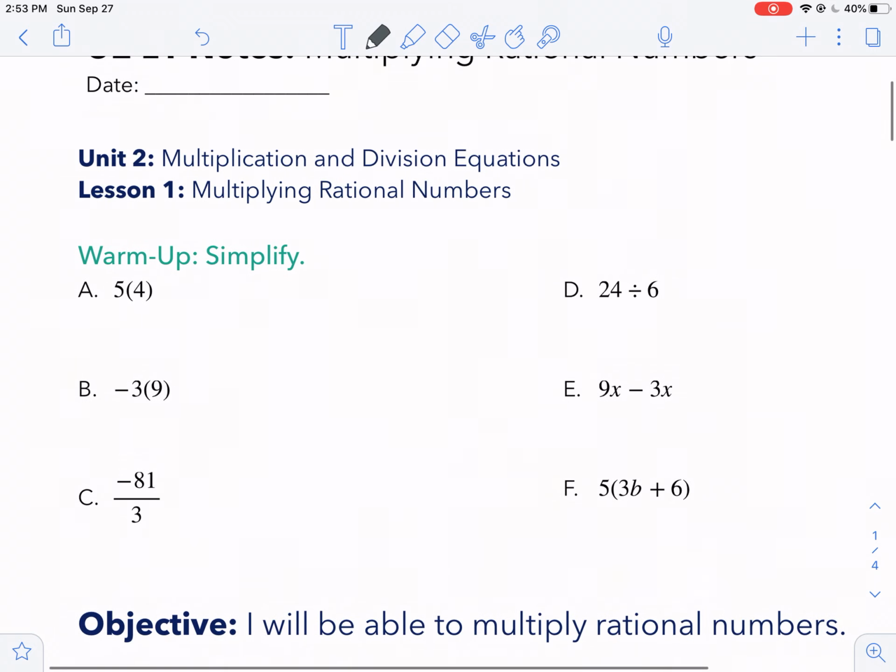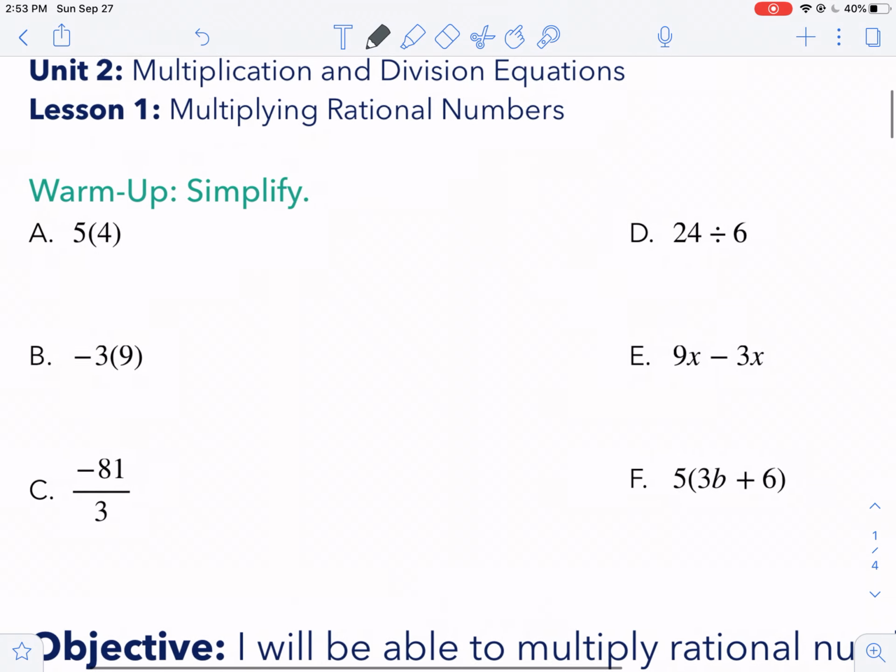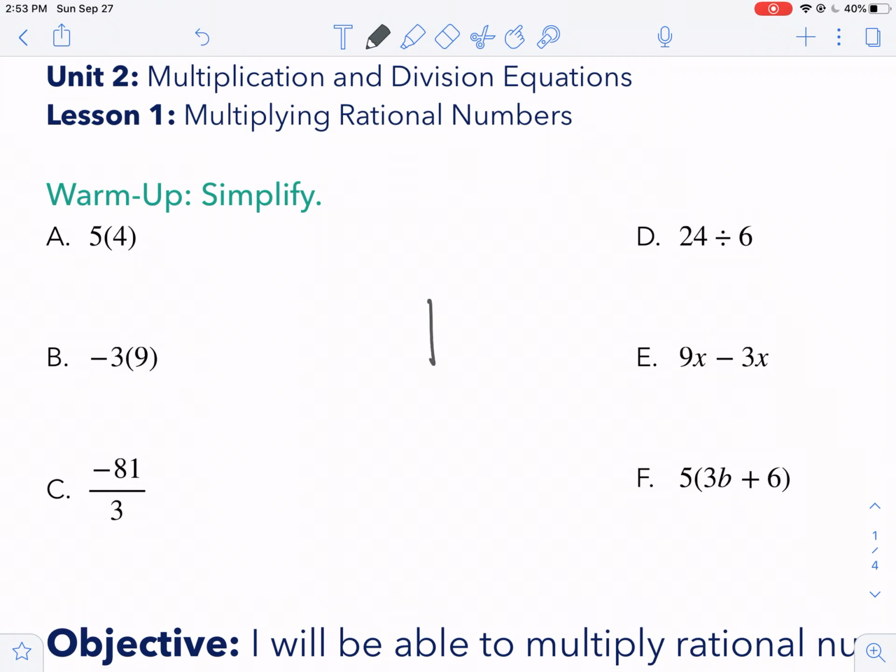All right, before we get started, go ahead and complete this warm-up by yourself. So pause the video and answer each of these 6 problems.